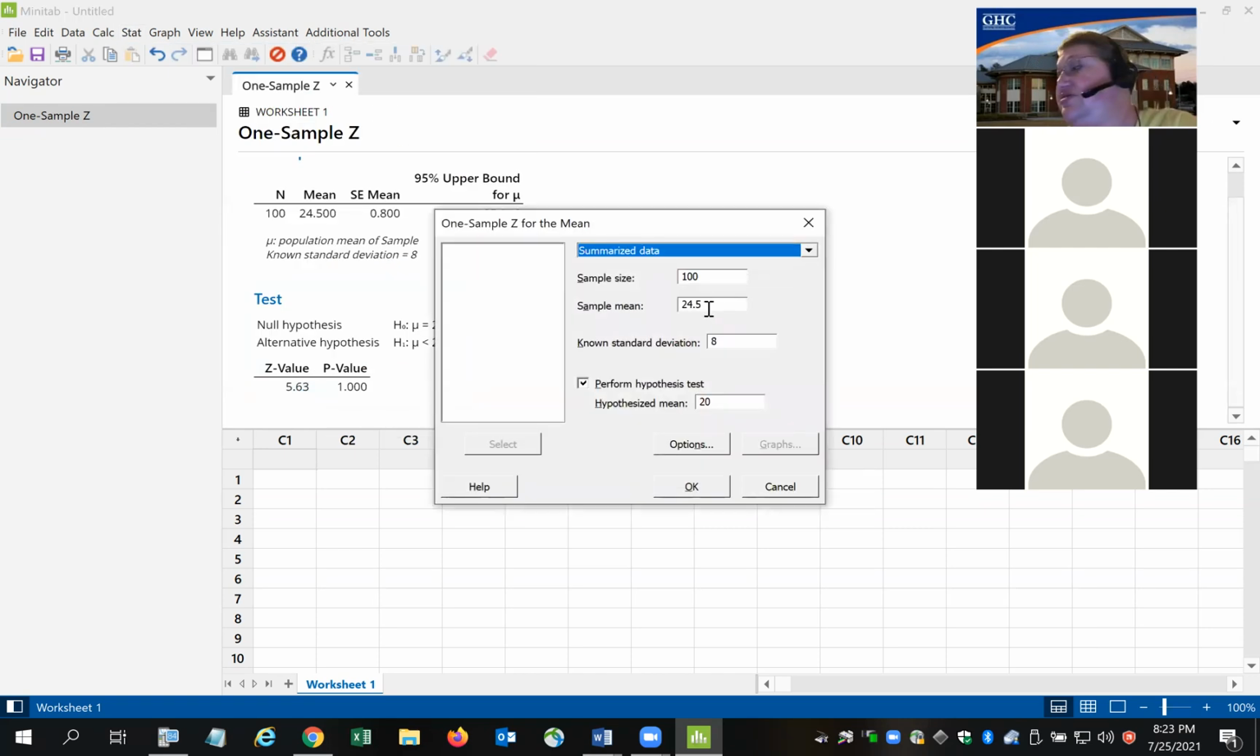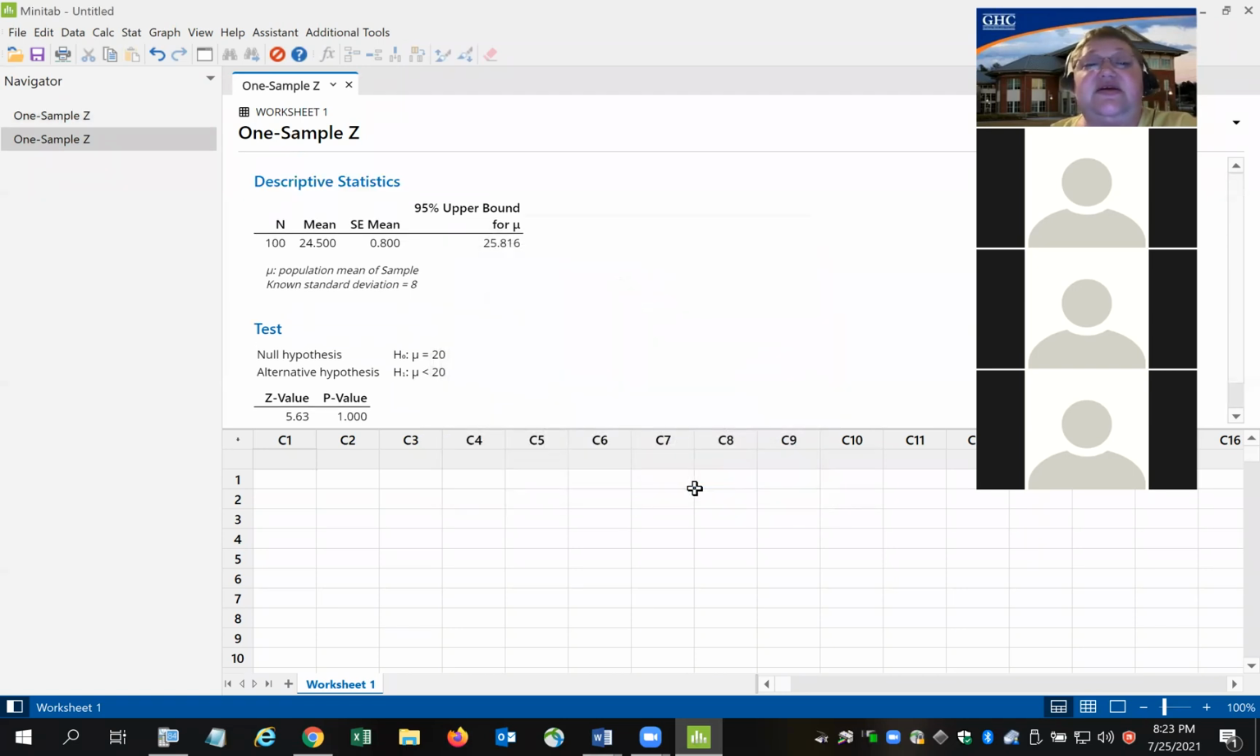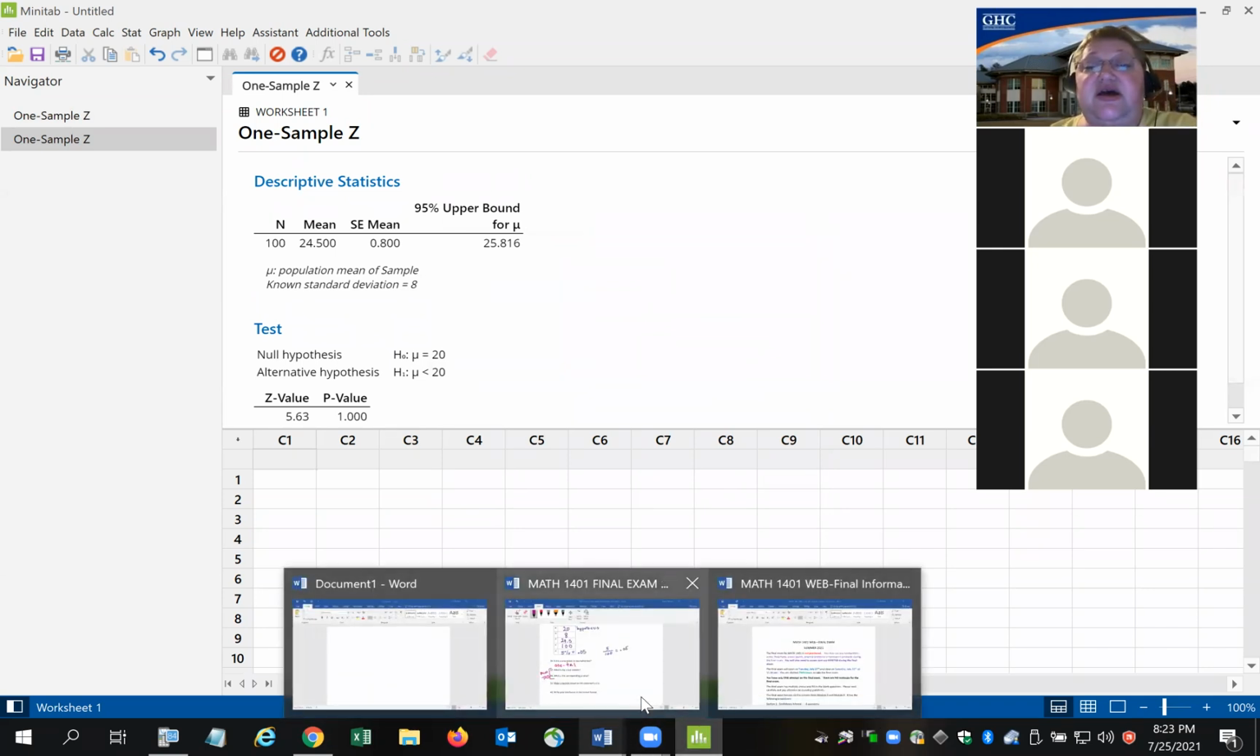Sample size is 100. Sample mean was 24.5. Standard deviation was 8. Hypothesized mean is 20. We're doing 95%, and we're saying that it decreased. Nope, we got all the numbers in there right. That's pretty wonky, but it is the answer. I double checked the numbers. And guys, you may want to double check yourself when you're taking it.